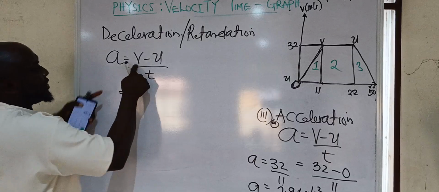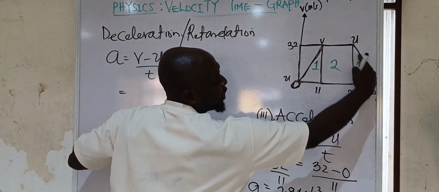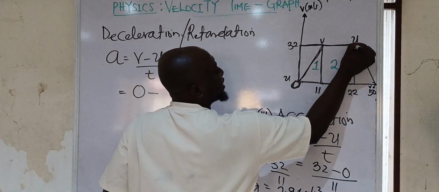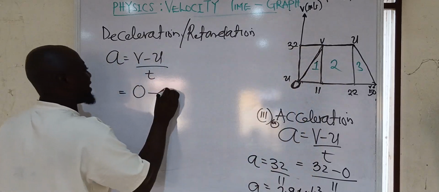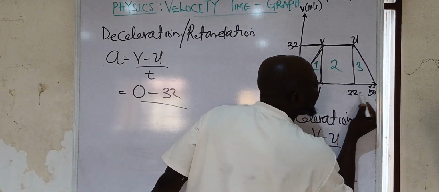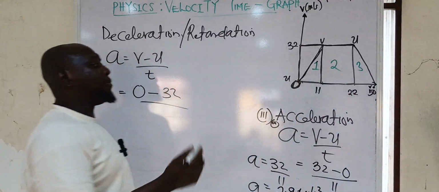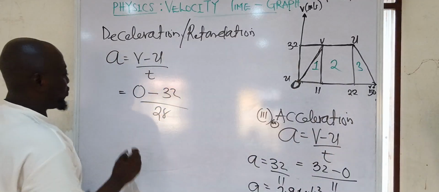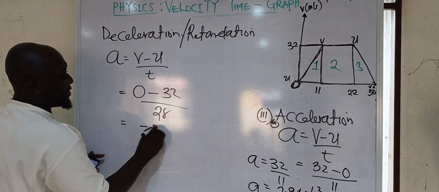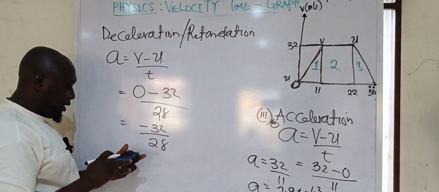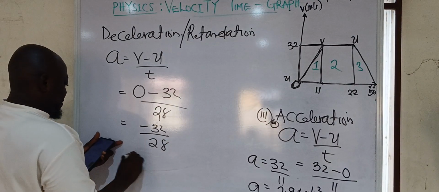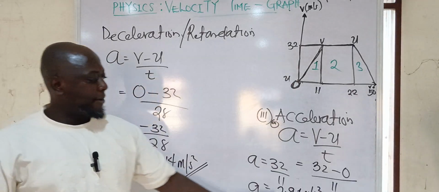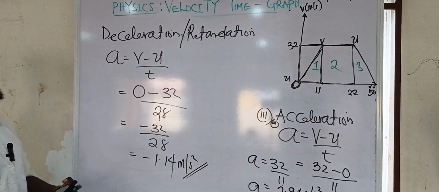So next up, how do I do this? My velocity here is 0 because this is where the body came to rest. So v becomes 0 minus, what is my u? Just trace this line from here to this point. That is 32, all over t. Subtract the small from the big, that will give us 28. That's the total time. So we now have minus 32 divided by 28, which gives us 1.14 meters per second squared.